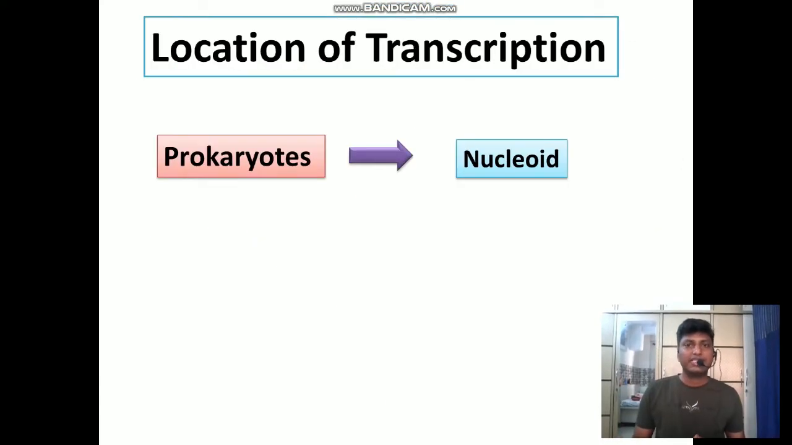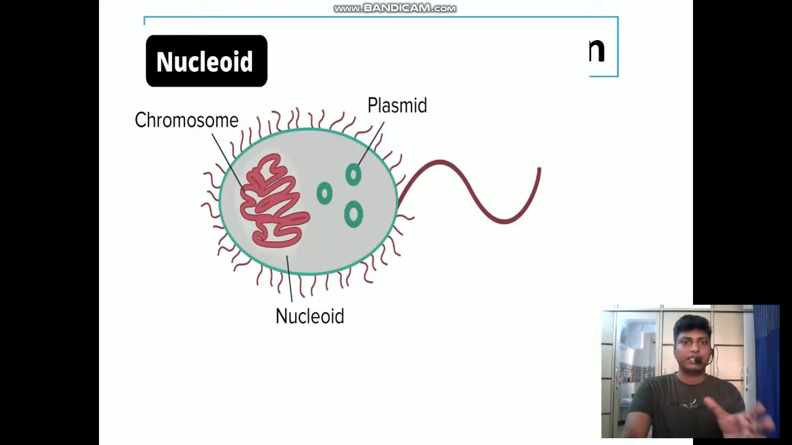Now dear students, where exactly is transcription occurring? As you can see on the screen, in case of bacteria, generally bacteria are nothing but prokaryotes. There the transcription process is occurring inside the nucleoid, because as you all know, bacteria do not have a well-defined nucleus. What they have is actually a nucleoid, which is simply the DNA. You can see in the screen, this is the DNA of a bacteria, and this is also called a nucleoid.